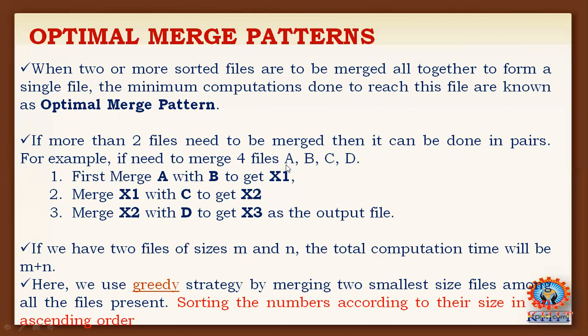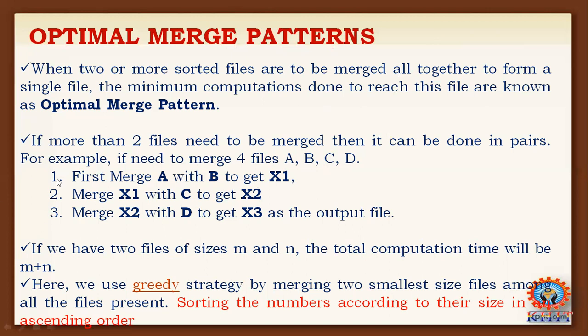Consider there are four files. The names of the files are A, B, C, D. When we apply optimal merge pattern to the given four files, finally, how many comparisons are required? This is the problem statement. The problem statement can be solved by applying the concept of greedy strategy.